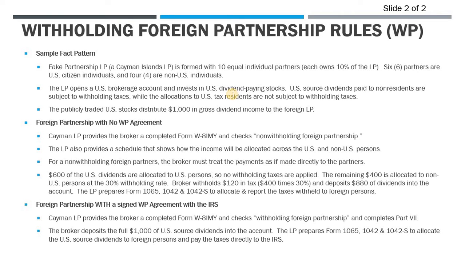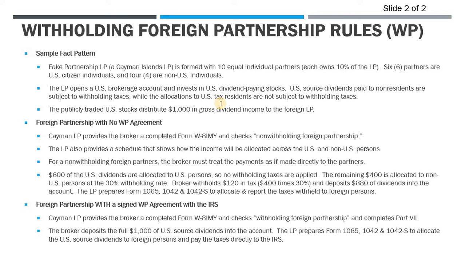And that's because U.S. tax residents, so U.S. individuals, we are required to file a 1040 every year, report all our income, and pay tax with our tax return. The withholding tax isn't taken off at source. Now, the U.S. dividends of $1,000, this is the gross amount. So this is the amount that we're actually due.